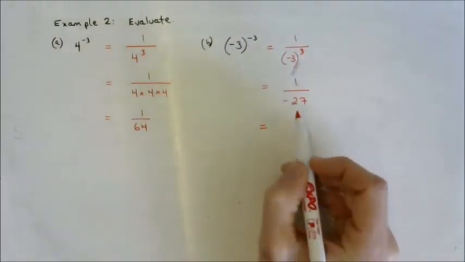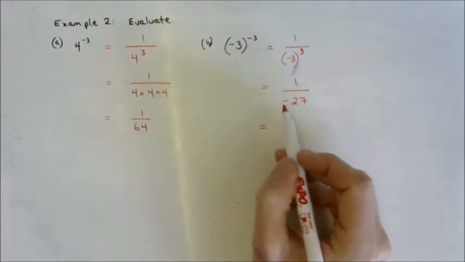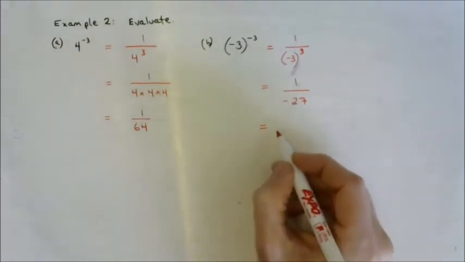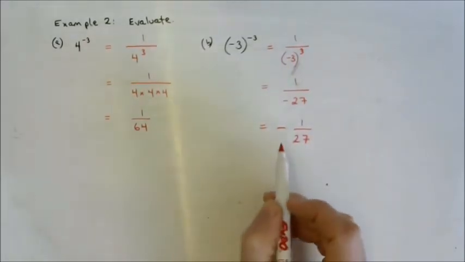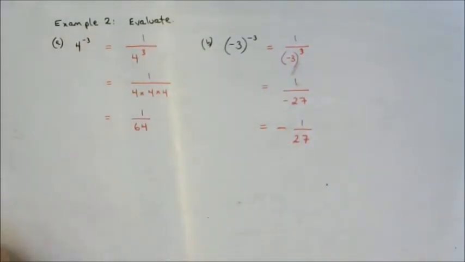That's never good enough for a final answer. For your final answer, you're not going to have a negative in the denominator. Instead, we'll put that negative symbol right out front. So we have the fraction negative 1/27.